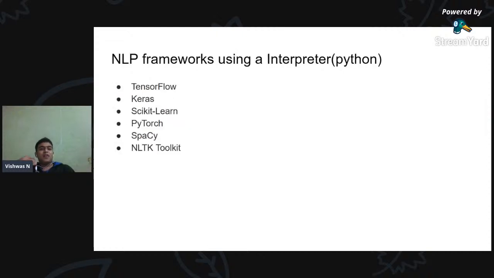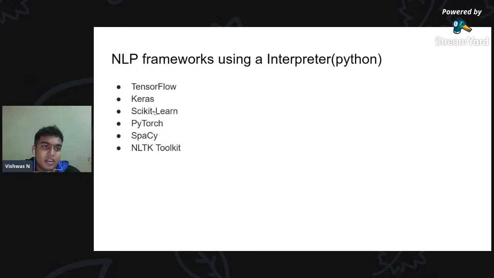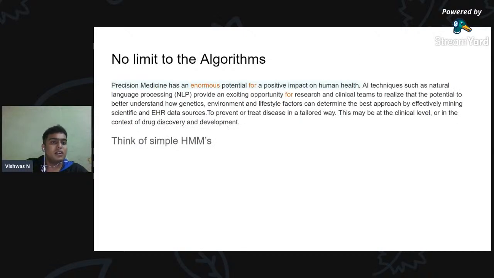So now NLP frameworks are using an interpreter. Yes, I'll be using Python now. So TensorFlow, Keras, sklearn, Python, spaCy, NLTK. I'll be using sklearn mostly. spaCy, no, because I'll be using it in part two. The NLTK toolkit will be used, and these are the ways in which we'll be trying to build the model using our data. Precision medicine has an enormous potential for positive impact on human health.